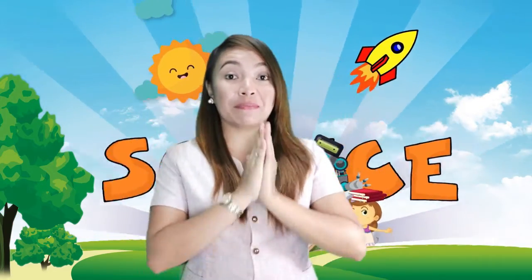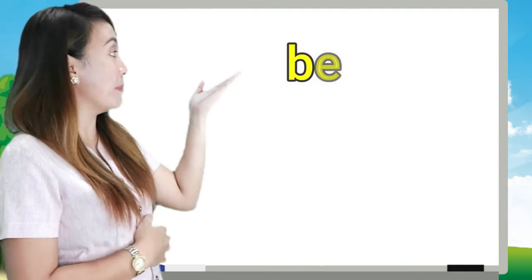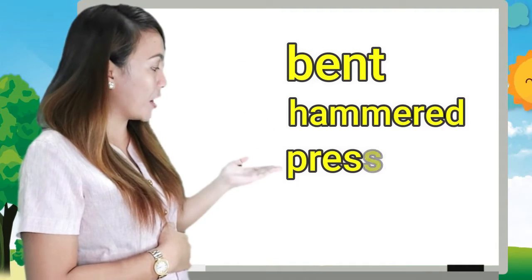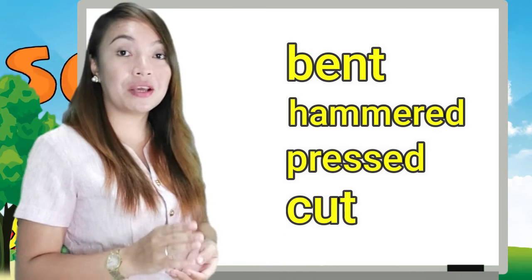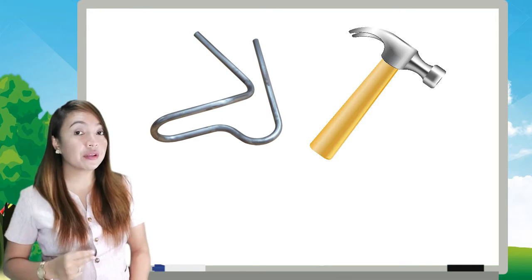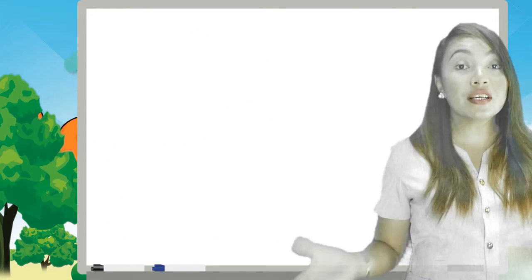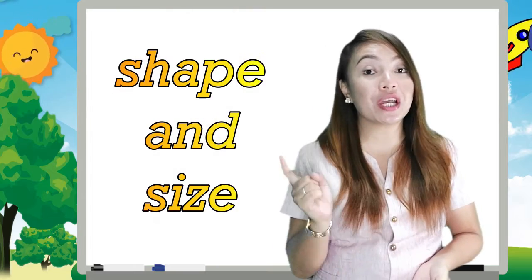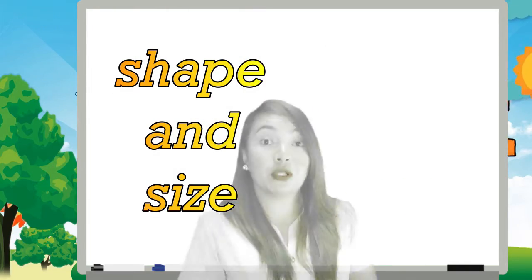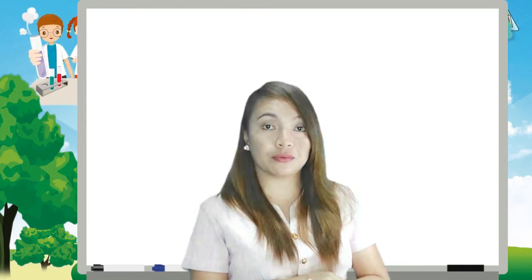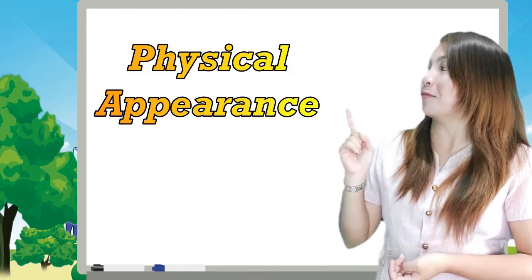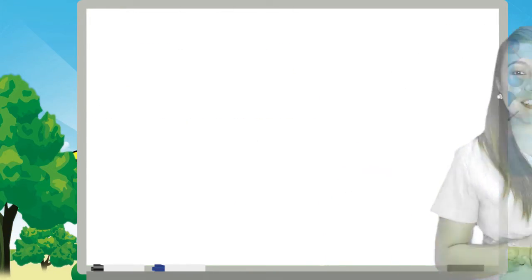So solids can be found anywhere. Some materials can be bent, hammered, pressed, or cut depending on the property of the material. When bent, hammered, pressed, or cut, these materials will change its shape and size. But no new material is formed. Only the physical appearance of the material is changed.